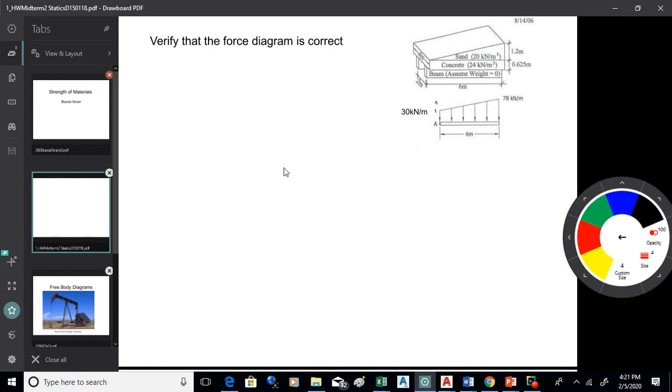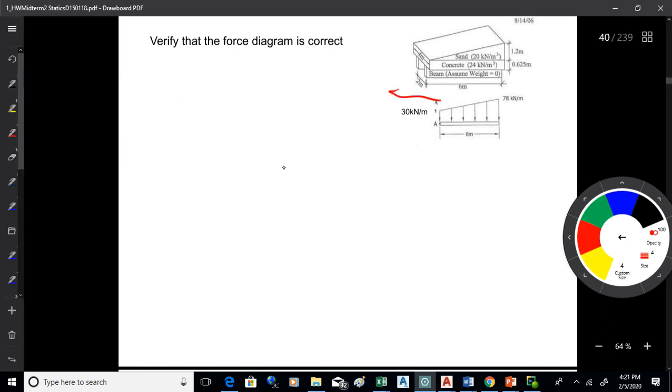So what we want to do is figure out how to get from that picture to the diagram. All right, so what we have going on there is we've got a couple beams. We're assuming the beams have no weight. We're just going to look at that concrete slab, which is just a flat piece of concrete. And then we put some sand on there in a triangular pattern. And we want to verify that we can go from this picture to that diagram.